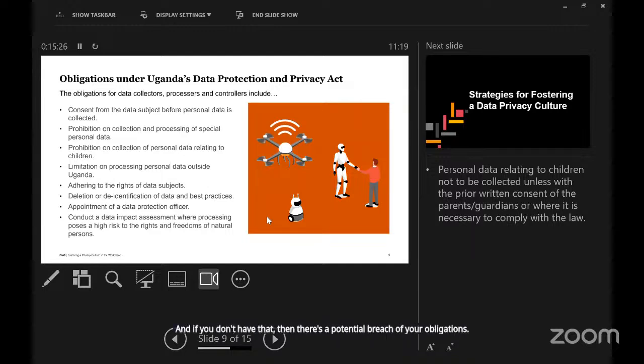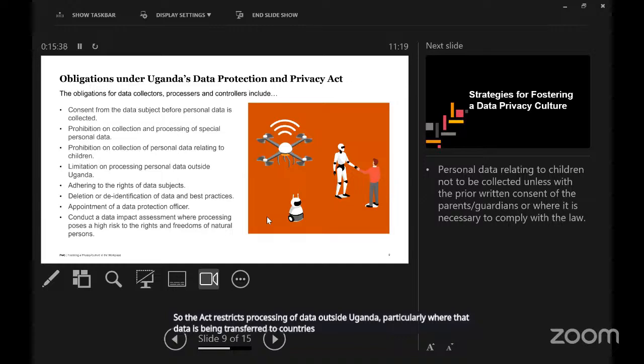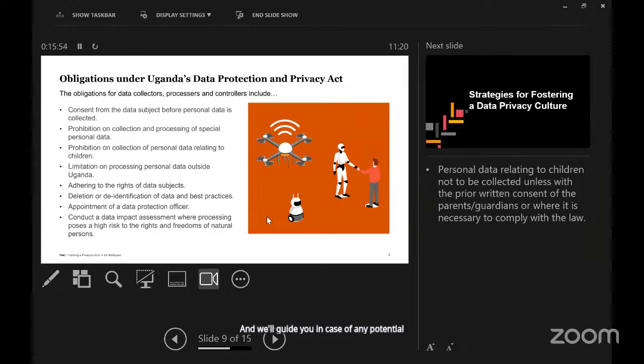The other obligation is to limit processing of personal data outside Uganda. So the Act restricts processing of data outside Uganda, particularly where that data is being transferred to countries where there are no similar controls on the privacy of that information. So at the time of registration, the Data Protection Office will assess the countries to which you disseminate or transfer information and will guide you in case of any potential risk to that information.